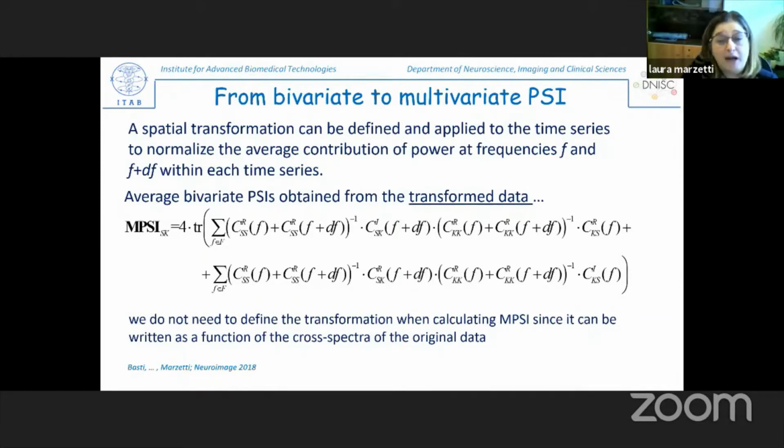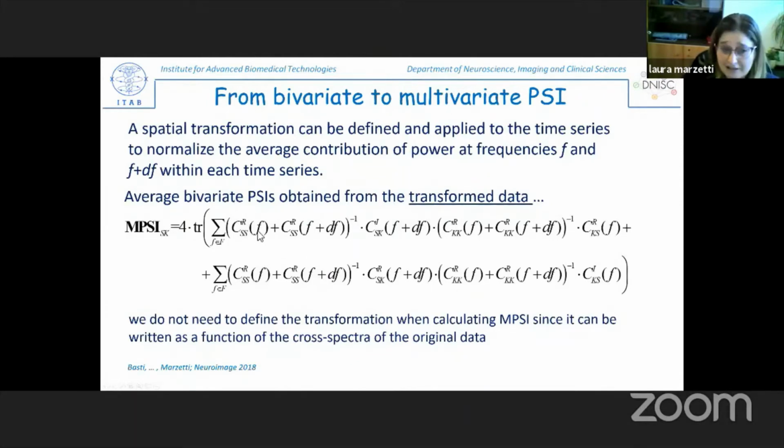In practice, you can derive this transformation, which is derived in this case in the paper from Alessio Basti. But this means that you do not really need to apply this transformation to the data, as there is a proper combination of cross spectra that applies this transformation to the data for you. So the output will automatically not depend on the reference system that you are using. I'm not really describing the details of the equation, but if you are interested, Alessio will be here after me, and we can go into that.